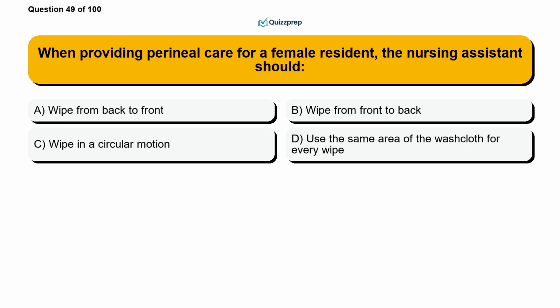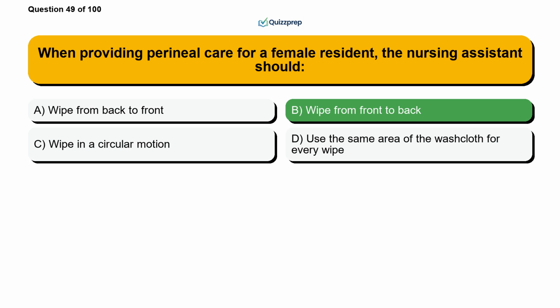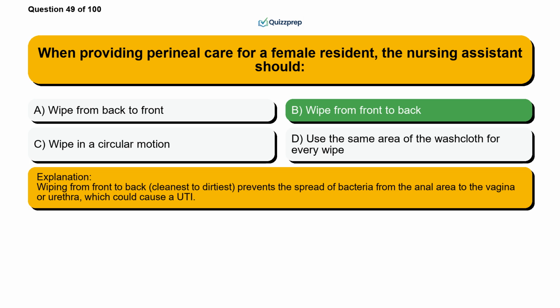Question 49. When providing perineal care for a female resident, the nursing assistant should option A. Wipe from back to front. Option B. Wipe from front to back. Option C. Wipe in a circular motion. Option D. Use the same area of the washcloth for every wipe. The correct answer is option B. Wipe from front to back. Wiping from front to back, cleanest to dirtiest, prevents the spread of bacteria from the anal area to the vagina or urethra, which could cause a UTI.